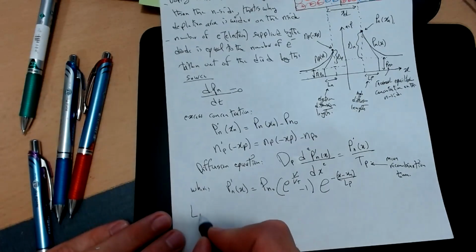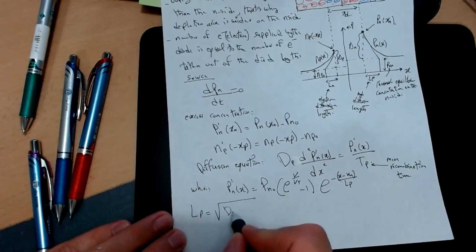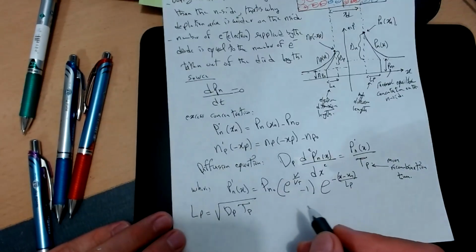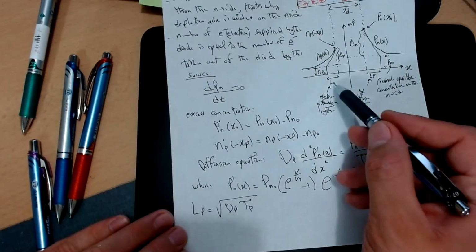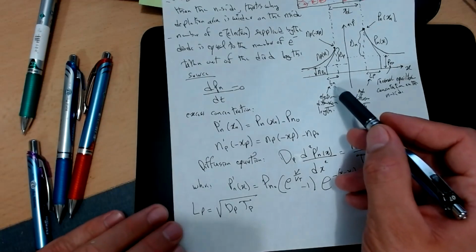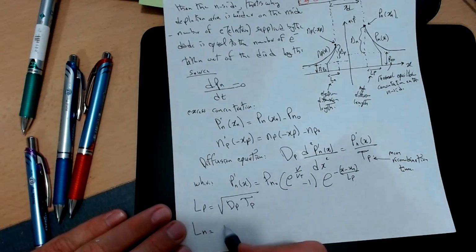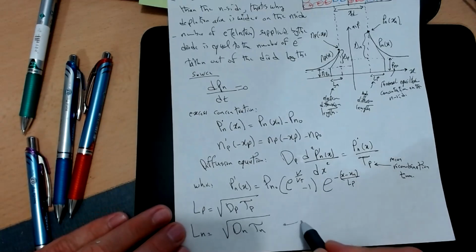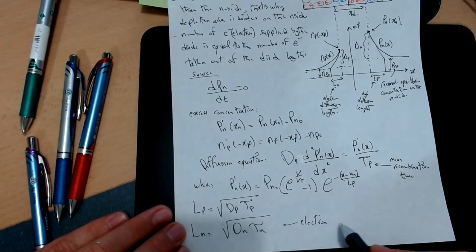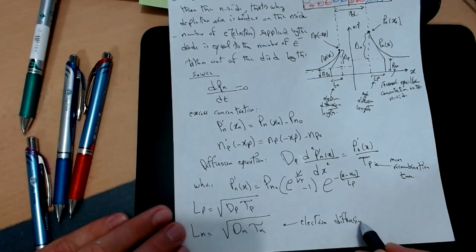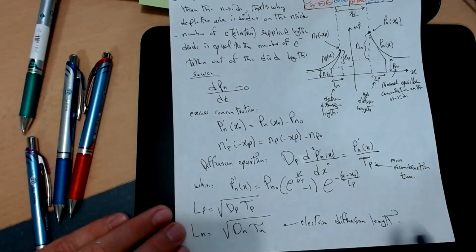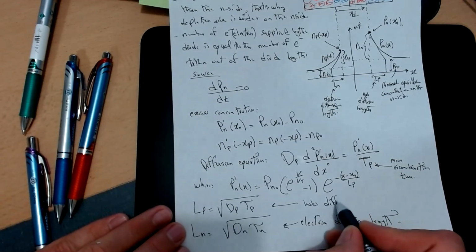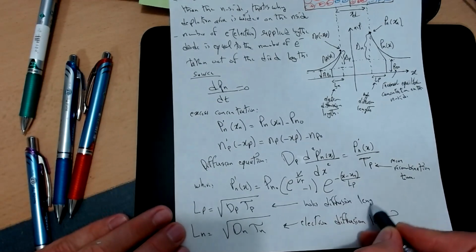In this case, Lp is equal to the square root of Dp tau p. And also to account for the electron diffusion length, Ln is equal to the square root of Dn tau n. This is the electron diffusion length, and this is the hole diffusion length.